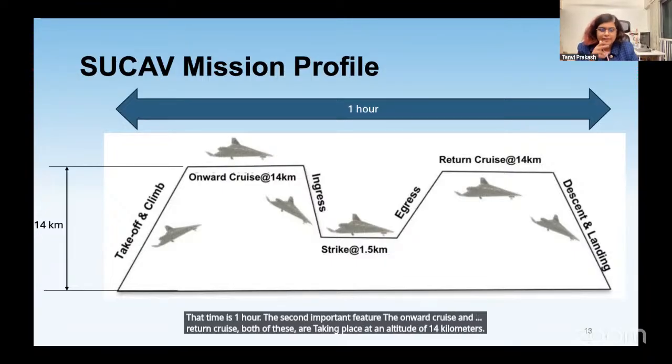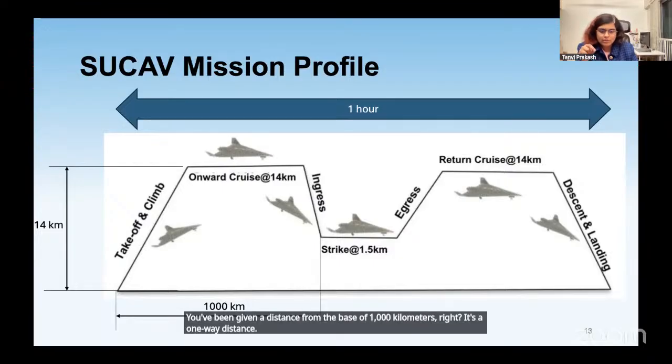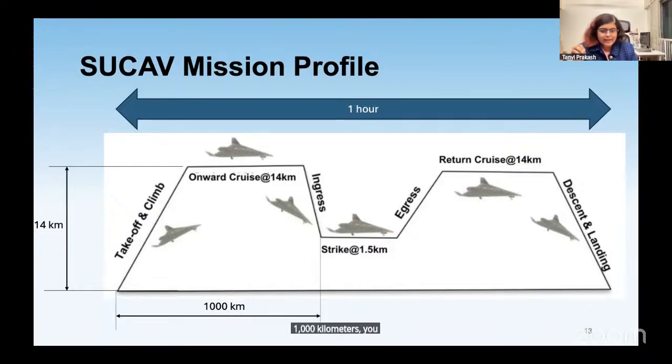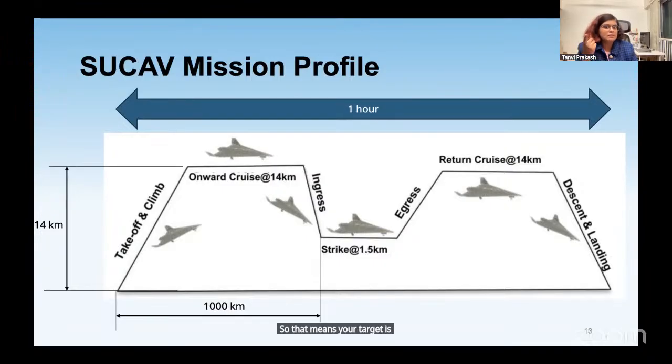Now, the third feature, and this is where I really want you all to look carefully, you've been given a distance from the base of 1,000 kilometers. It's a one-way distance, 1,000 kilometers. You have a strike at 1,000 kilometers, and then you return back another 1,000 kilometers. This is the problem statement that's been given to you. So that means your target is 1,000 kilometers away, which needs to be struck with a payload.